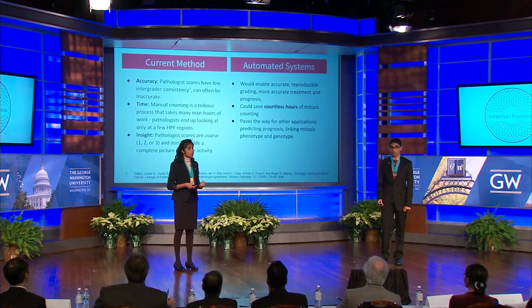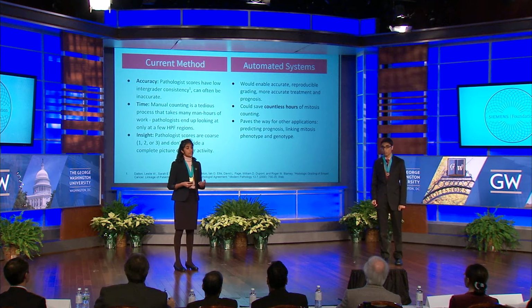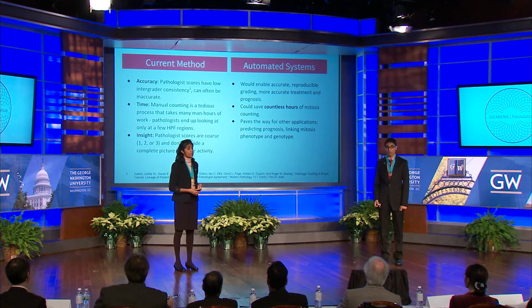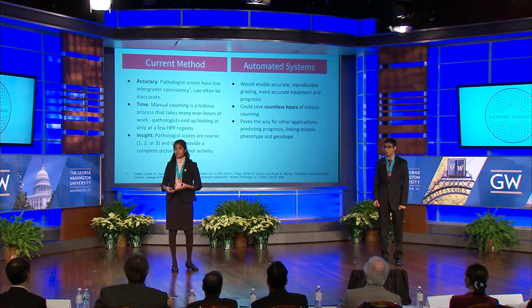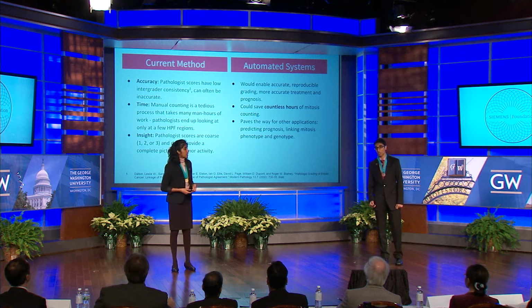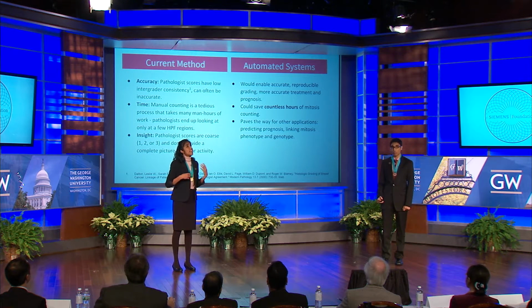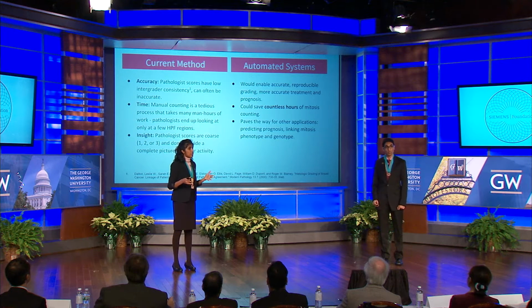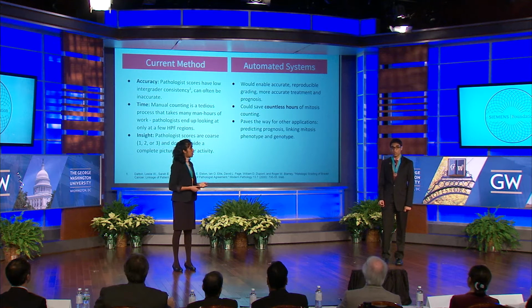There are problems with this current scoring method, though. For example, pathologist scores have a low inter-rater consistency and can often be inaccurate. Especially in regions where there aren't very many well-trained pathologists, this accuracy greatly suffers. The process is also tedious and time-consuming. And can you really sum up all of that information in that quite large whole slide image into just one of 3 numbers? Not really.